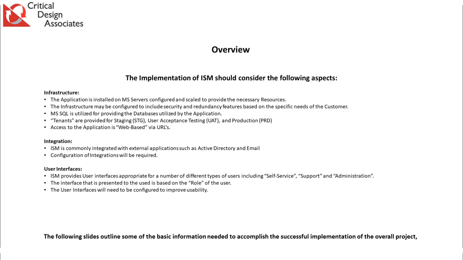We'll have three tenants: staging, UAT, and production, provided for various functions that we'll be doing in the application. Access to the application is web-based via URLs, so we won't have to worry about upgrading clients or even installing clients. Just give them the URL, they'll go to that location, and hopefully can log in without any problem.